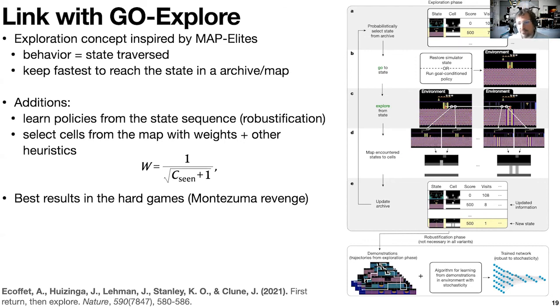There are a few more additions. So once it's explored, Go-Explore explores with something very close to MAP-Elites. And then once you know the path to reach a good solution, you can learn a neural network that will imitate this with more classic reinforcement learning algorithms.